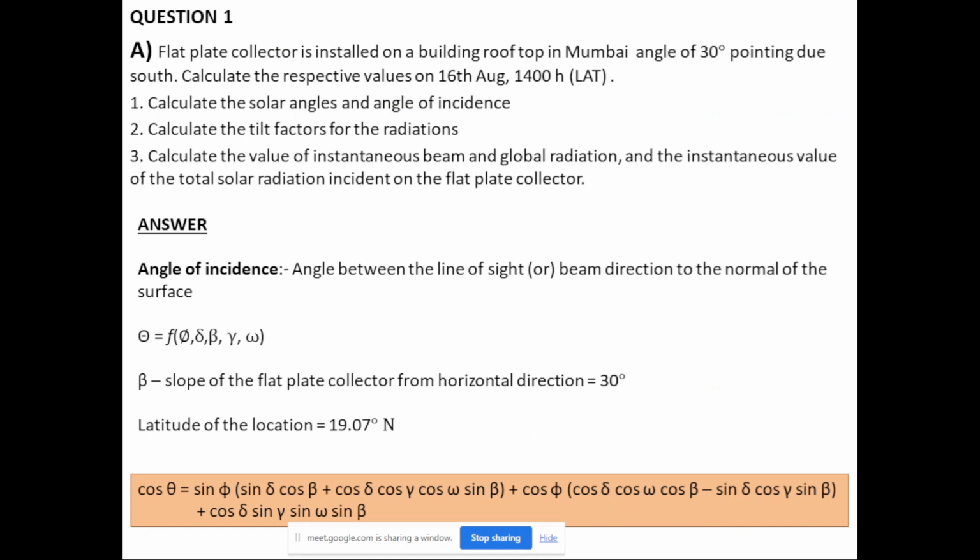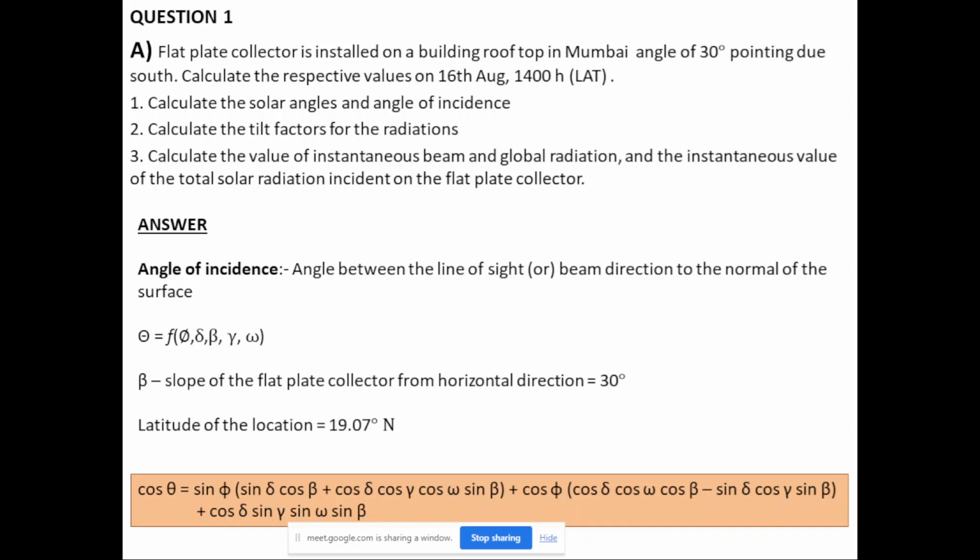Like if suppose you get a problem or you are asked to design a flat plate collector and then you are given the data, then you should be proficient enough to calculate the amount, calculate the efficiency with which the energy will be harnessed from the solar radiation.